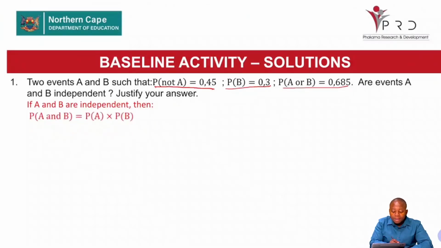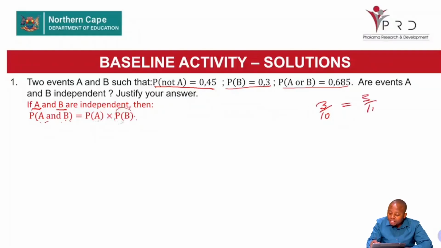This is to say, if event A and event B are independent, then the probability of events A and B occurring simultaneously is equal to the probability of event A occurring multiplied by the probability of event B occurring. For these events to be independent, when I multiply the probability of event A occurring individually and the probability of event B occurring individually, the answer must be the same.